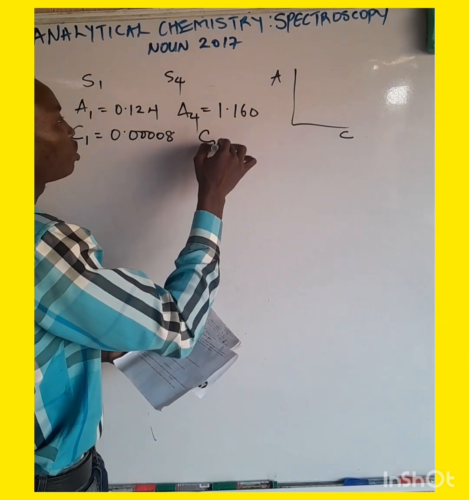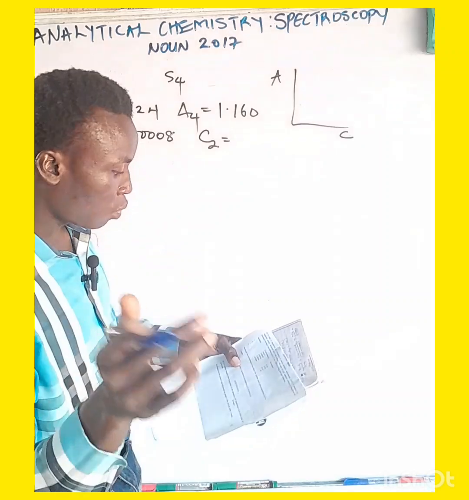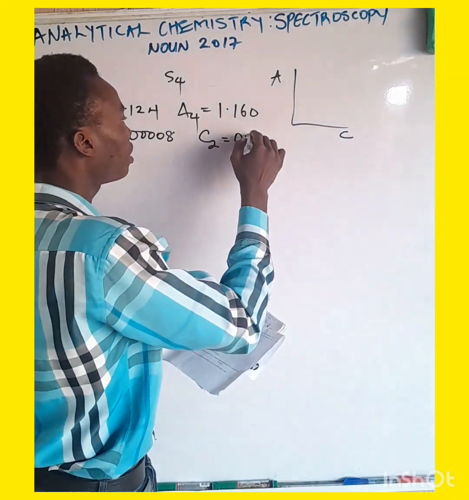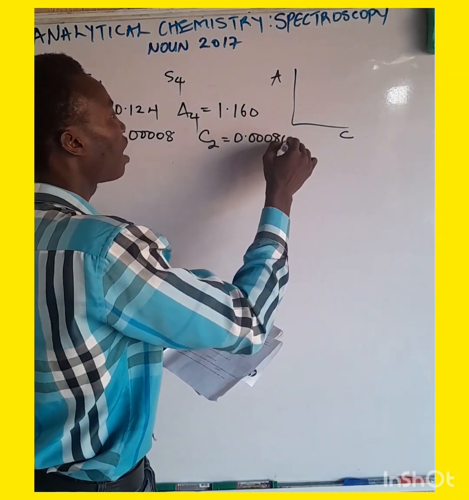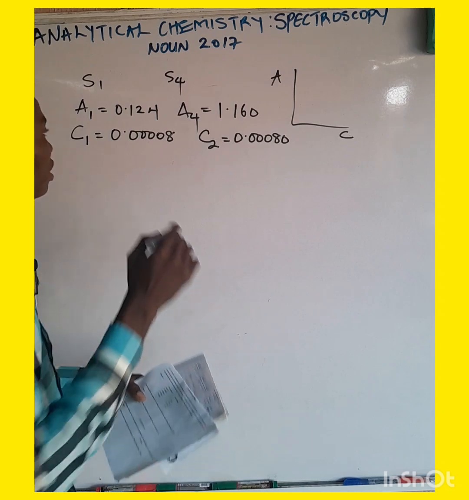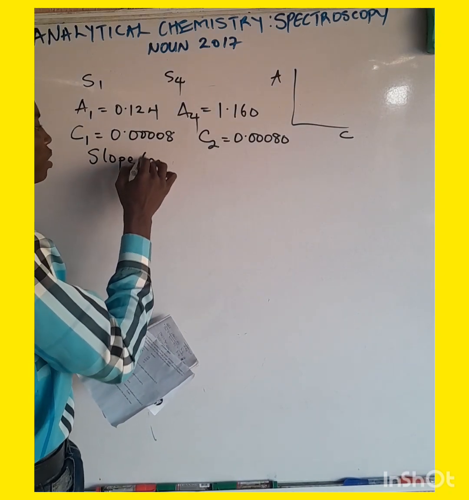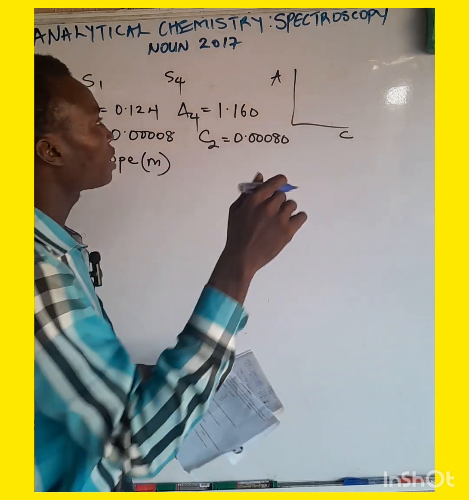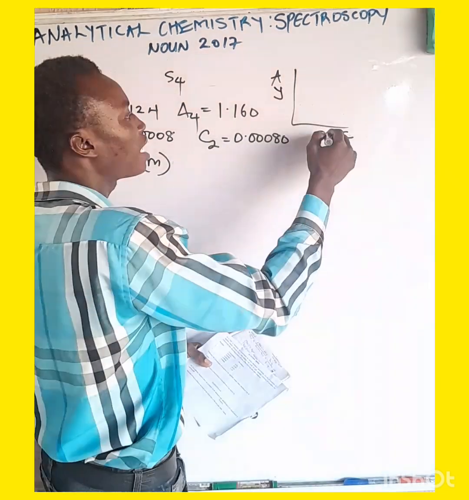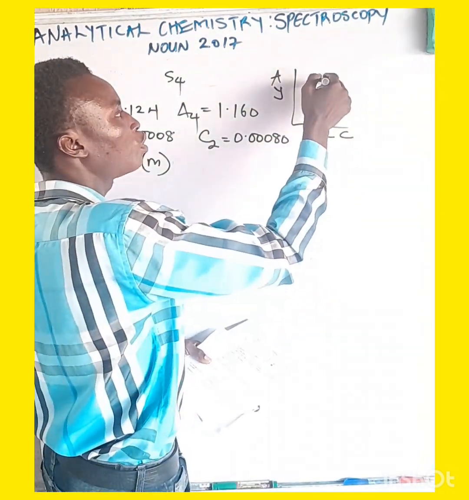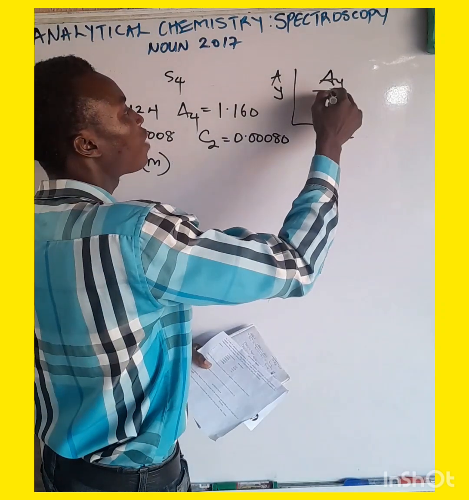0.00008, and our concentration 4 is given to be 0.0008 and 0 there. So the next thing is we are going to calculate what we call the slope. In order to calculate the slope, take it back to mathematics, where this one is the y-axis and this one is the x-axis. So our slope is the change in y over the change in x.